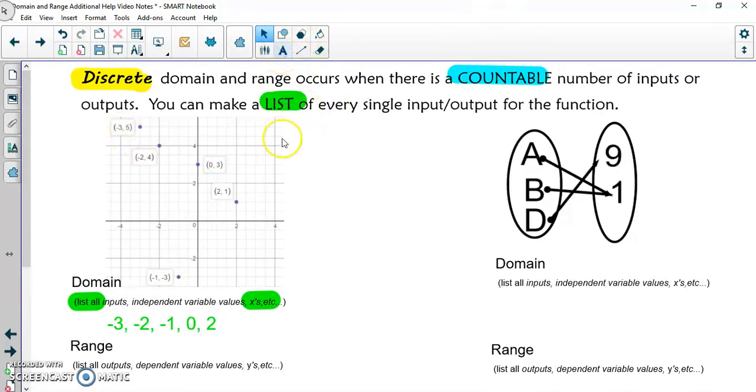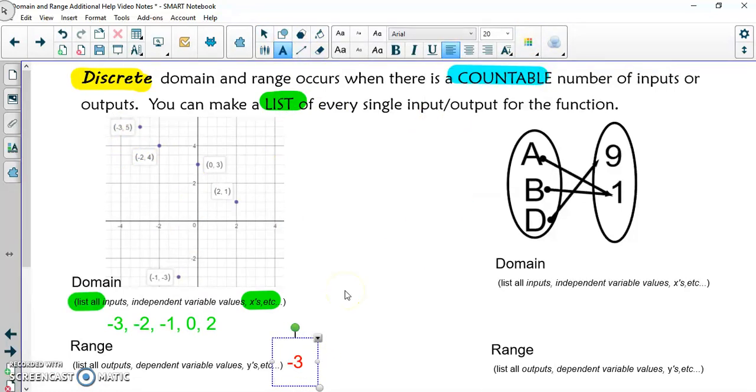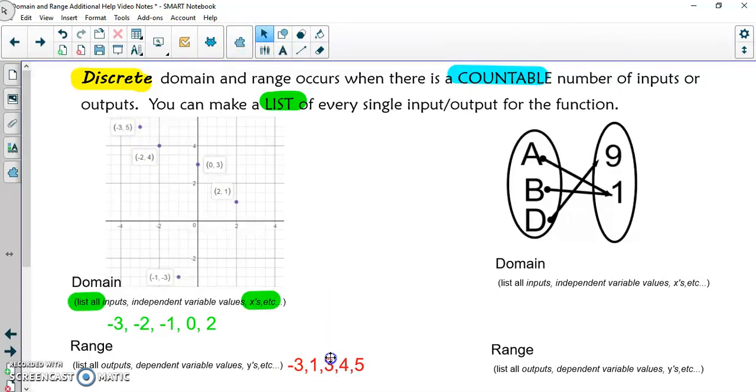Same thing with the range. The only y values that you're going to see on my graph are going to be -3. That's the lowest y value down here. The next y value is 1. The next y value is 3. The next y value is 4. And the next y value is 5. There are no other y values on this graph besides these.